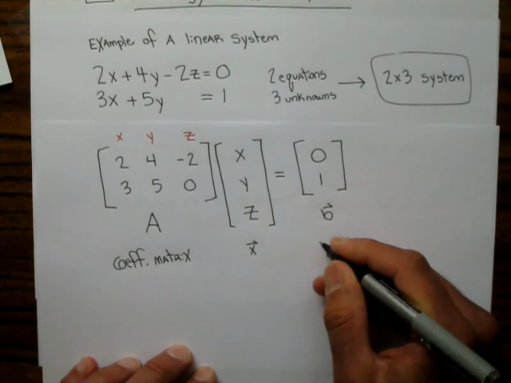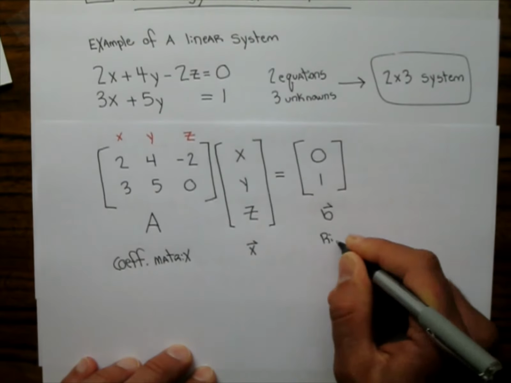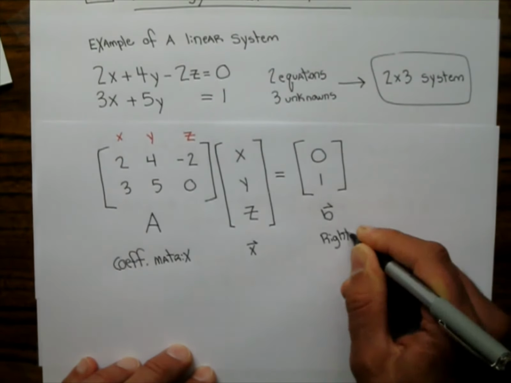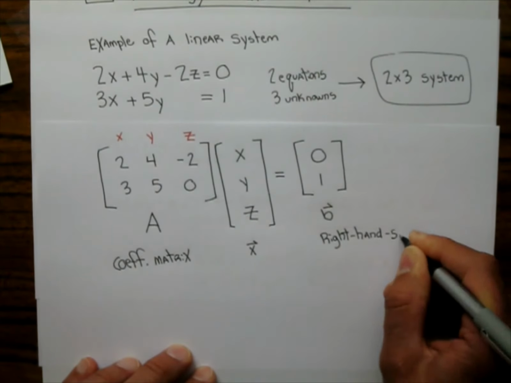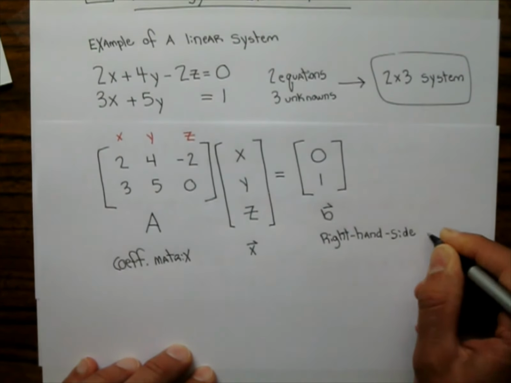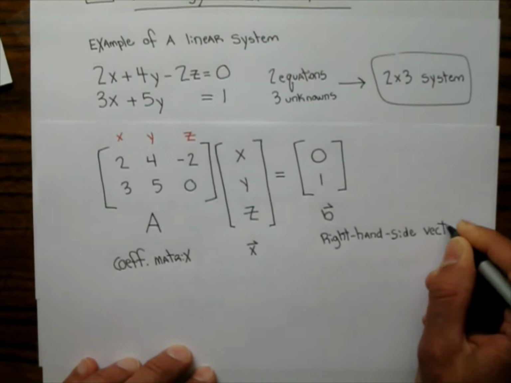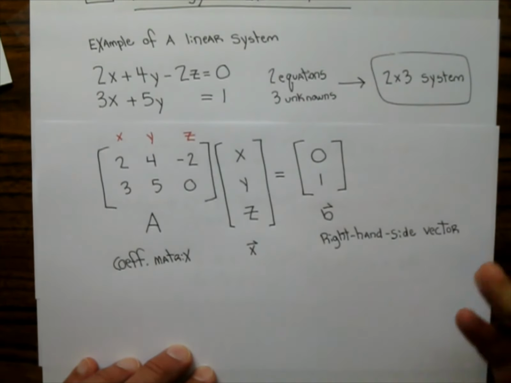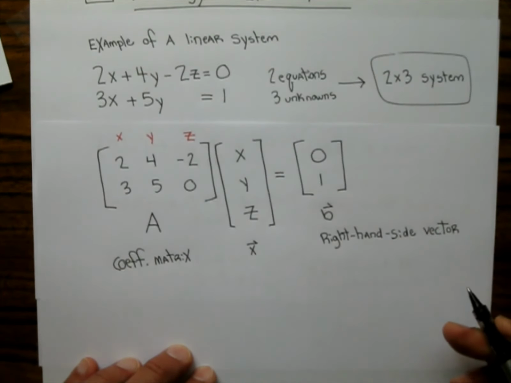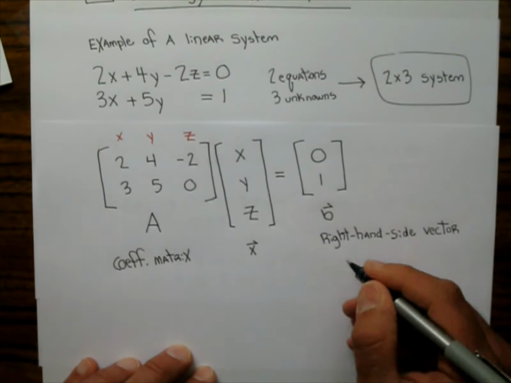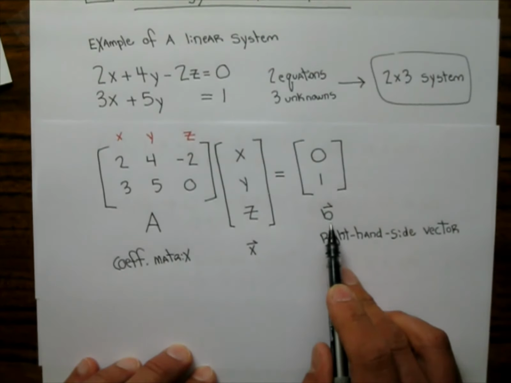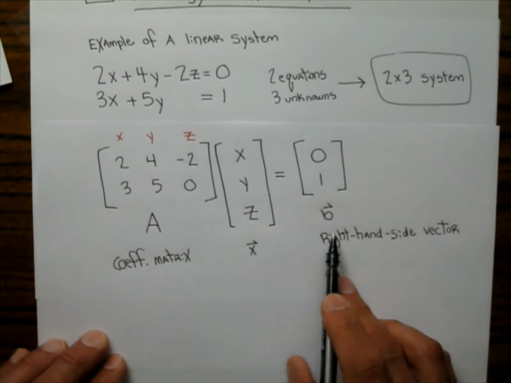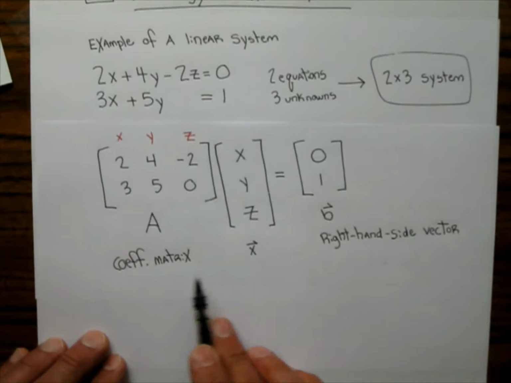And your book is going to call this the right-hand side vector. I kind of think that's a dumb name because from time to time it could be on the other side, in which case it's not the right-hand side anymore. So some books will call this the system constants or the constant vector. Okay, so there it is. This is what your book calls them.